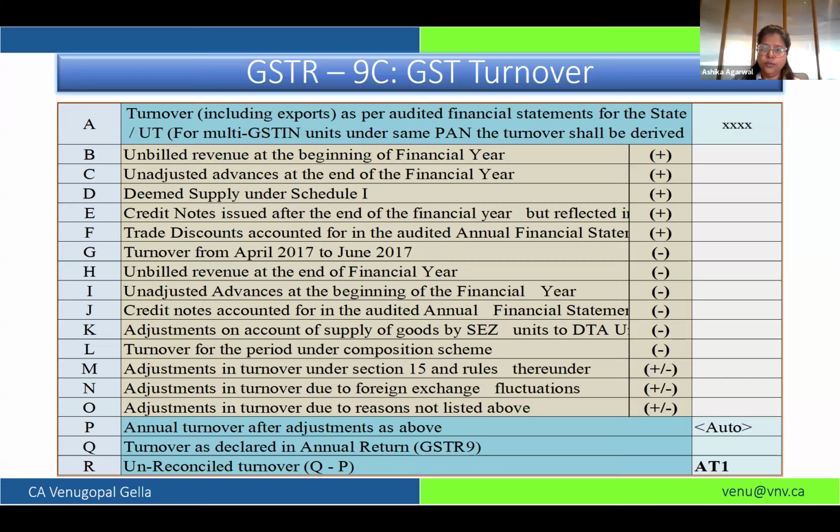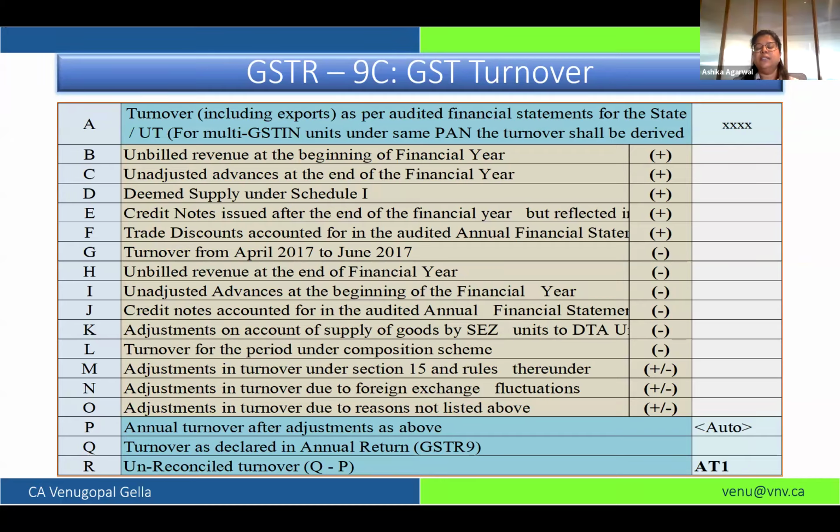So GST turnover consists of all these three items. As the government also knows that there can be multiple reasons for difference between books and the turnover as per GST, that's why in GSTR 9C they have incorporated this number of line items from 5B to 5O to incorporate what could be the reasons for the difference between books and GST. Now, we know that books are prepared based on accounting standards and Ind AS. And GST turnover, as we discussed, will be derived based on time of supply.